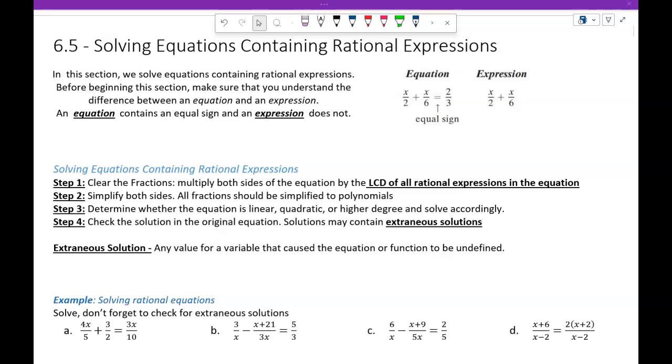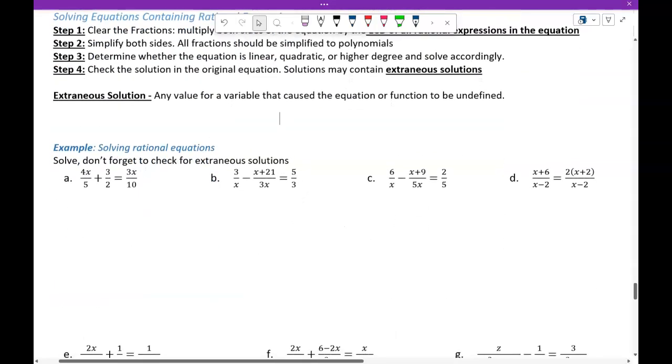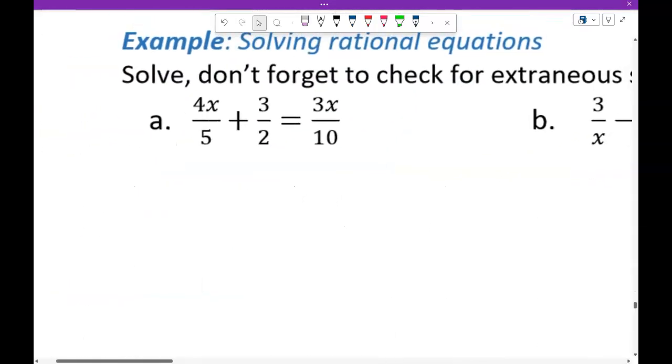The other big thing to remember is that our rational equations will often have extraneous solutions: any values for the variable that will cause the equation or the function to be undefined. So we have to consider the domain of the rational expression as well. So we're going to solve each of these.